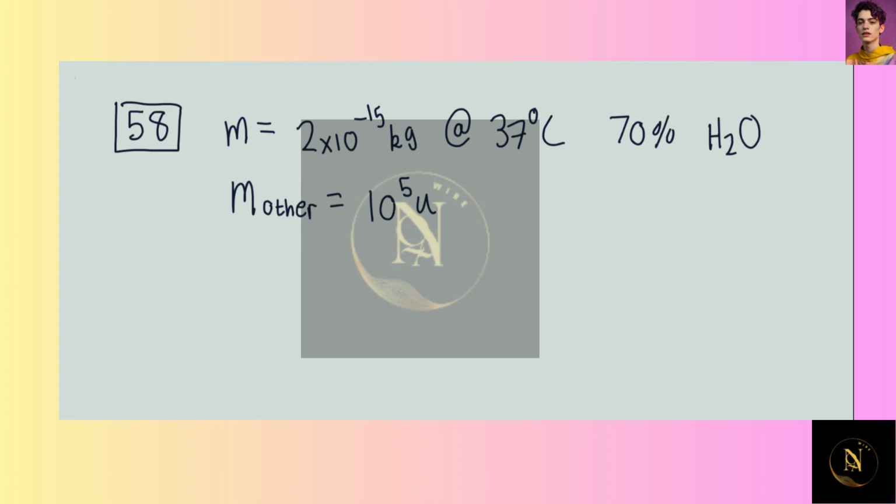Okay, in this problem, we are asked to find the total translational energy of a bacterium. So we have to find total K of this bacterium, which has a total mass of 2 times 10 to the negative 15 kilograms at 37 degrees Celsius. And we assume that 70% of its mass is water, and then we have 30% other. We assume that its other mass is on the order of 10 to the 5 proton mass, U.